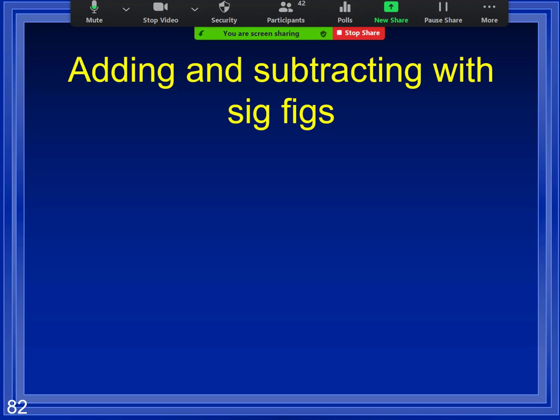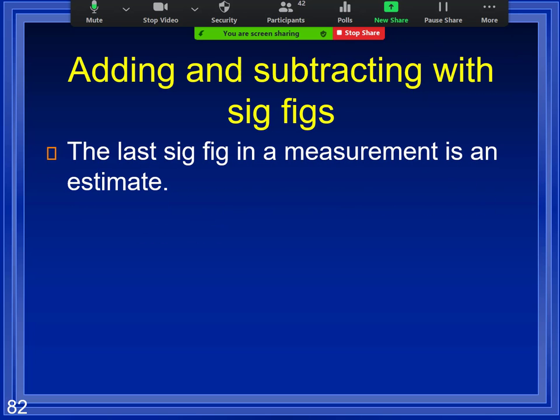And yesterday you should have looked at videos on how to add and subtract with sig figs. I'm going to go through those a little quick. But I really want to focus on the fact that this whole thing is based on we're not sure of the last digit. It might be one bigger, it might be one smaller. So when I add numbers that I'm not sure of, I get a number I'm not sure of. But if I add numbers I have no idea about, I have no idea what the answer is.